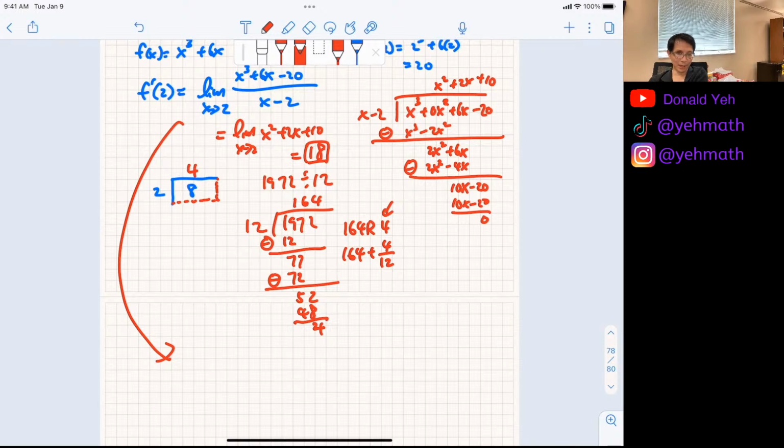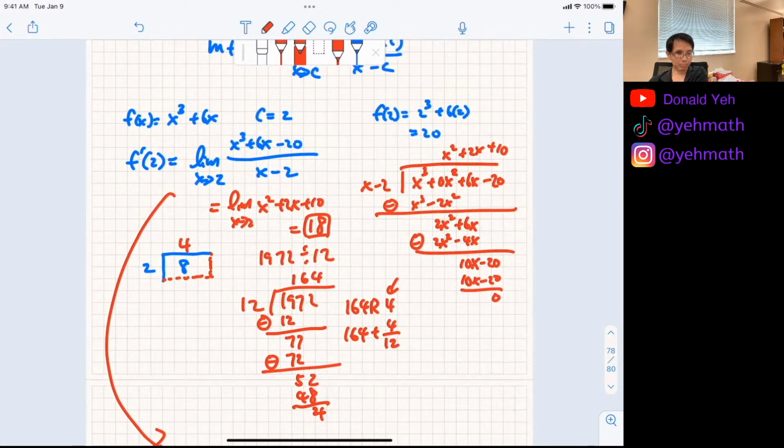18 means when the limit as x approaches 2 is 18, which is f prime of 2. That means when x equals 2, my slope is going to be 18. What does that have to do with the c? c is when x equals 2. My slope is 18.